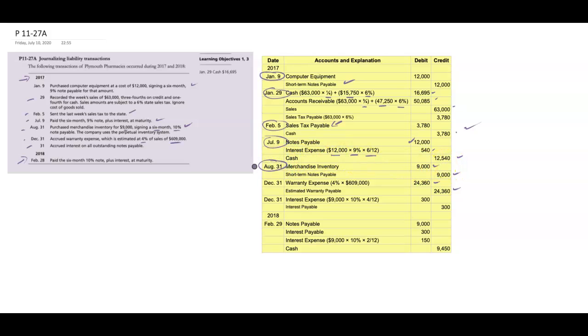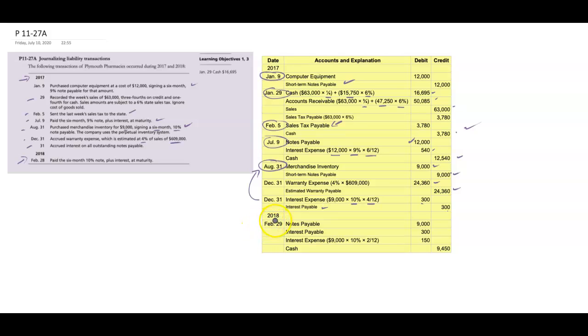On the 31st, the next-to-last transaction, you're doing the accrual of interest for the note here on the 31st. So this relates back to that transaction. As you might remember, we borrowed 9,000. The interest was 10%, and we've incurred 4 months of interest. From August 31st to December 31st is 4 months: September, October, November, December. So that's 4/12. The interest expense accrued and not yet paid at the end of this year is $300. That's when we have an interest payable here and not cash, because we haven't paid it yet.